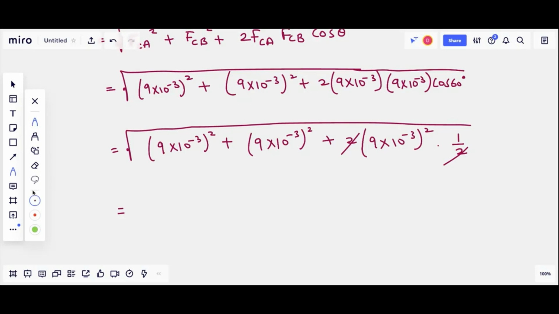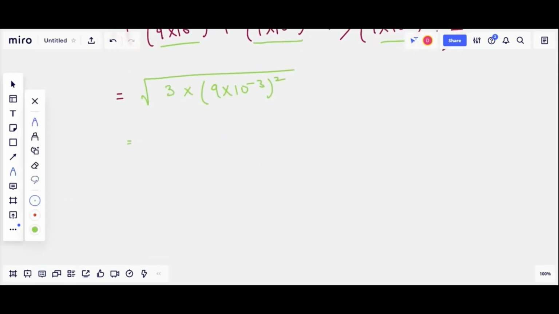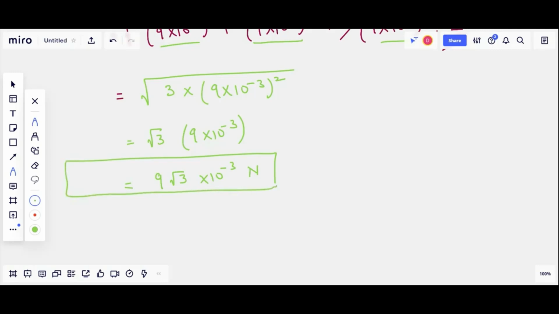Now, if you notice, there are 3 terms of this kind, because all 3 are the same. So we can write this as 3 times 9 into 10 raised to the power negative 3 whole square, which can further be simplified as square root 3 times square root of a squared term. So the square root and square will just cancel out. So we are left with 9 times 10 raised to the power negative 3. So the final answer comes out as 9 root 3 times 10 raised to the power negative 3 Newton. So this is the net force on the charge which is placed on one of the vertex due to the other two charges.